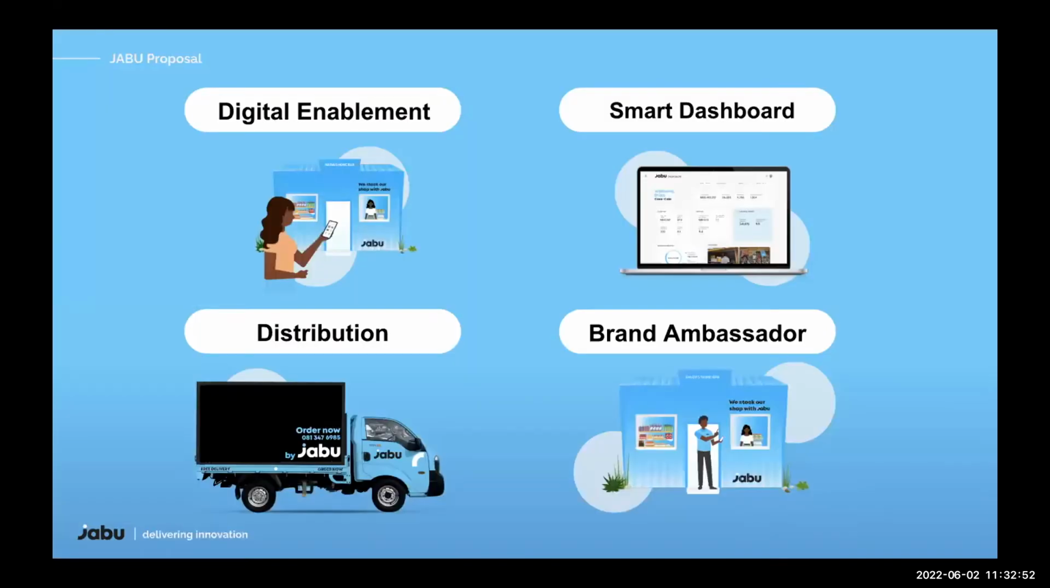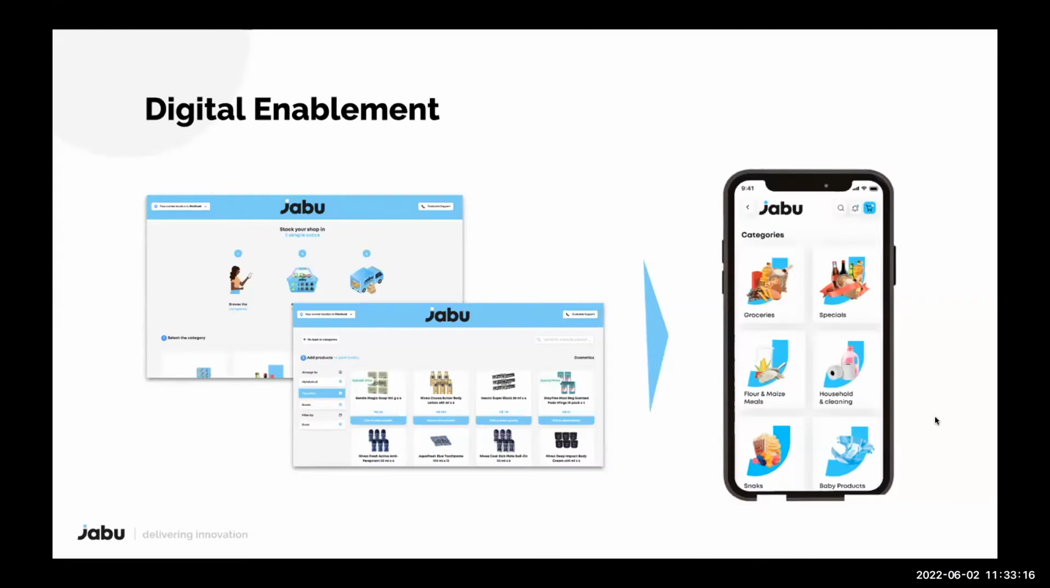There are 4 buckets of offerings that we'll provide for our partners, and this is by no means it. There are a ton of different things that we can offer for our partners, and we do tailor them and customize them for your needs. But we'll talk about these 4 today, since I think they're the biggest buckets. The first is digital enablement, then we'll get into distribution, to our smart dashboard, and then our brand ambassador program. So we'll kick things off with the digital enablement and what that means.